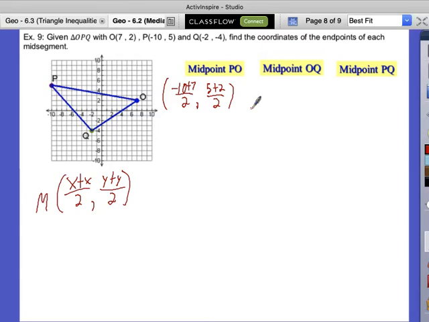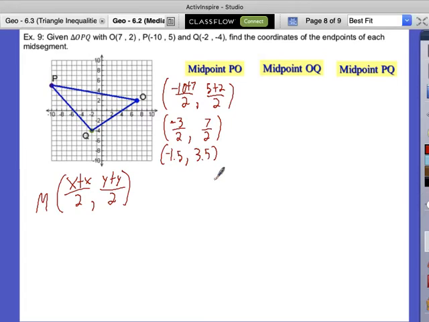So what's negative 10 plus 7? Negative 3. Divided by 2, negative 1.5. 5 plus 2 is 7, divided by 2. We like these in decimals, and as Sam said, this is negative what? 1.5, comma what? 3.5. Very good.